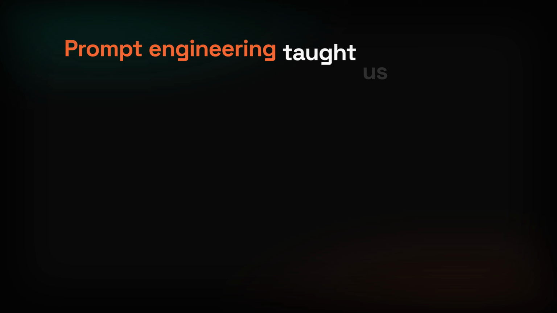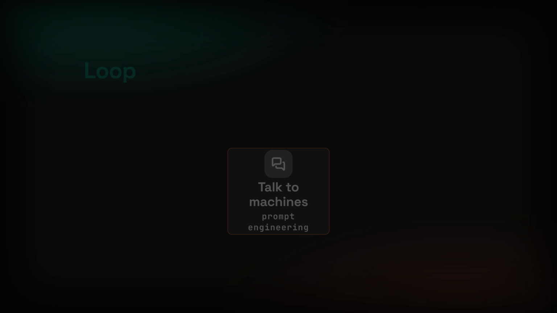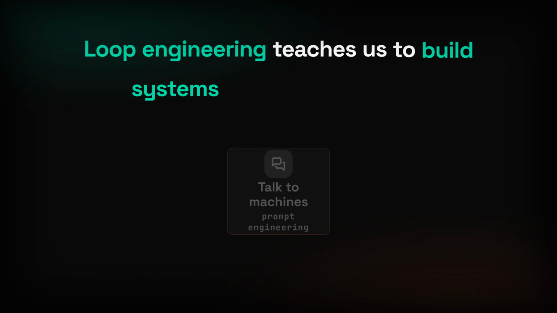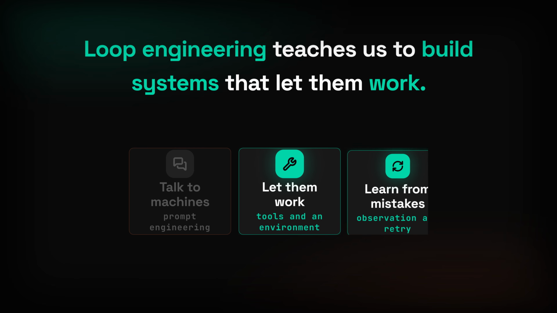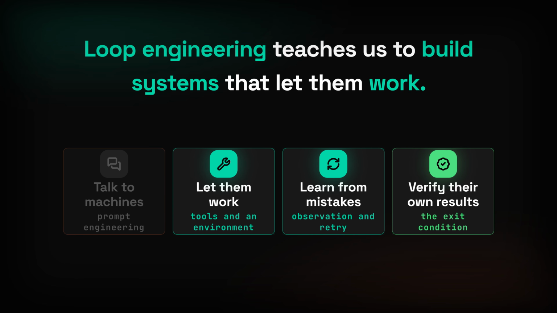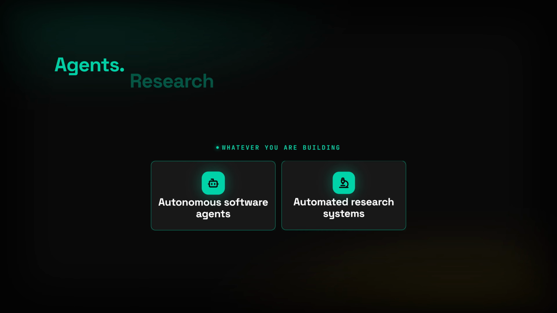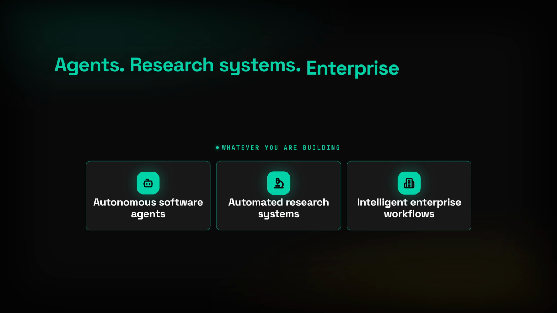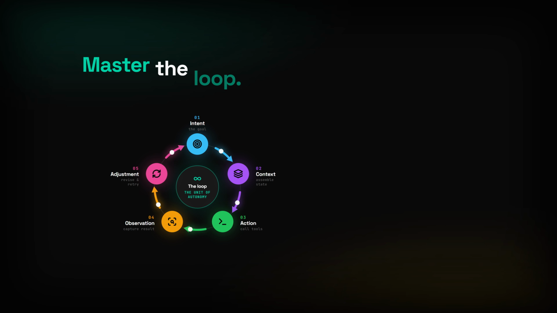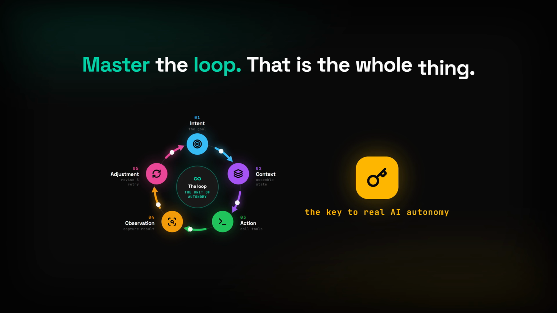Prompt engineering taught us how to talk to machines. Loop engineering teaches us how to build systems that let machines work, learn from their mistakes, and verify their own results. Whether you are building autonomous software agents, automated research systems, or intelligent enterprise workflows, mastering the loop is the key to unlocking true AI autonomy.